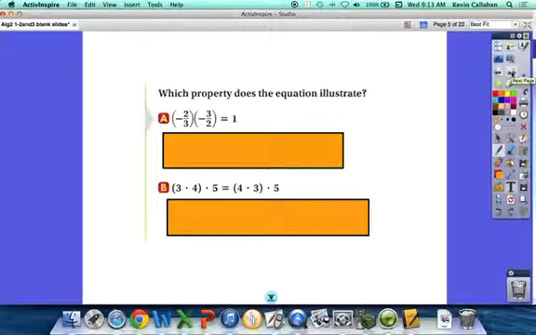So here's some examples. Which property does this look like? Negative 2/3 times negative 3 halves is 1.